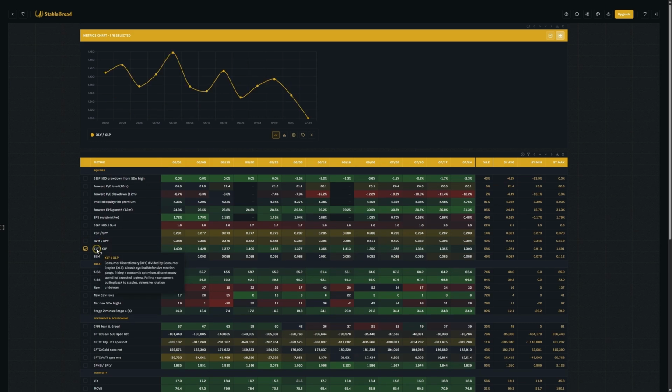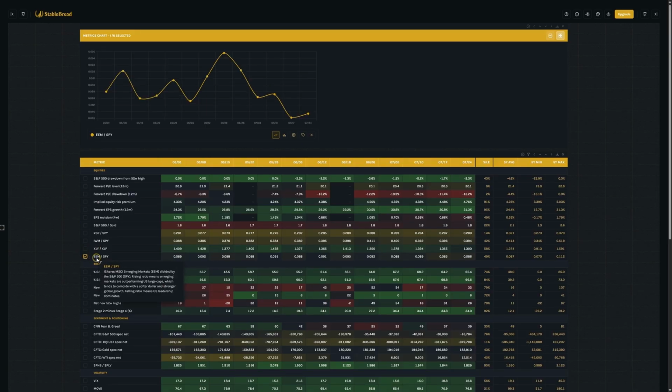Next, we have XLY over XLP. So that's just the consumer discretionary versus consumer staples. Or in other words, the stuff people buy when they feel good versus the stuff they buy no matter what. If this is rising, that means the market expects people to keep spending. If it's falling, that means it's bracing for them to cut back. So you should read this next to the consumer sentiment and the retail sales numbers in the economic panel that I'll show you later on.